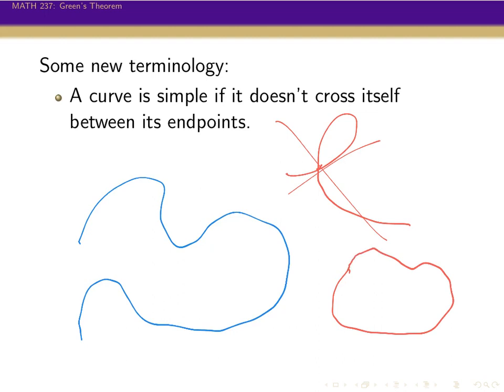A curve that touches itself on its endpoint so it meets back up, that's okay. But it can't go back through, meet with itself, and then loop back around. That's bad. So it's only allowed to touch itself at the endpoints.